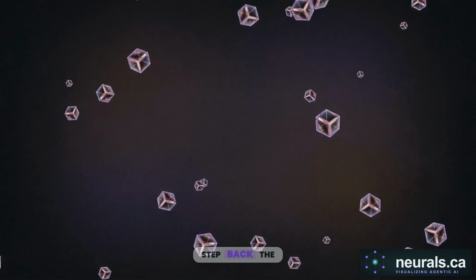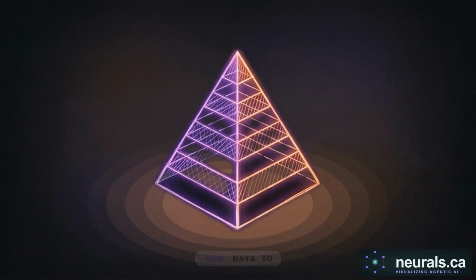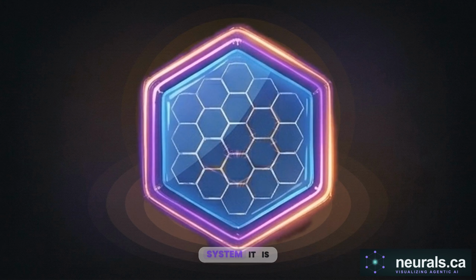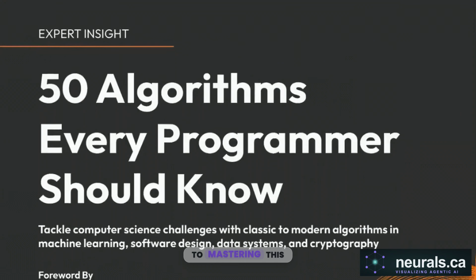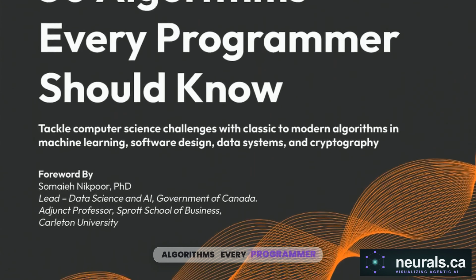Taking a step back, the landscape is no longer a chaotic mountain. From organizing raw data, to generating predictions, to securing the final system, it is a single, comprehensible whole. The guide to mastering this progression is Imran Ahmed's book, 50 Algorithms Every Programmer Should Know.